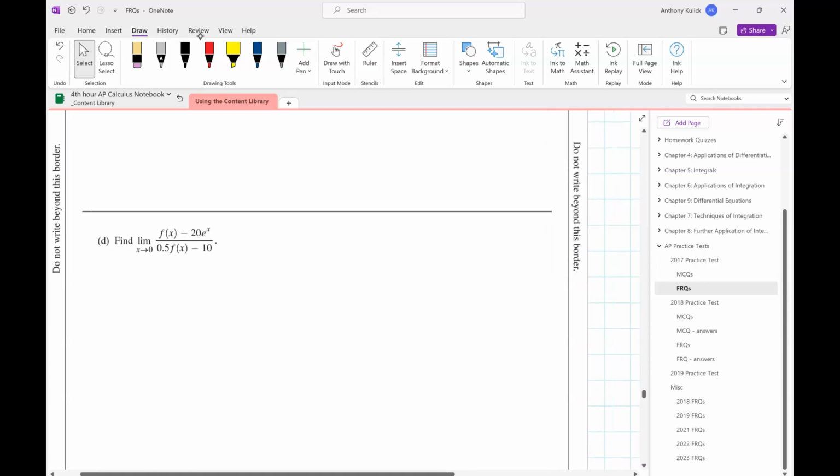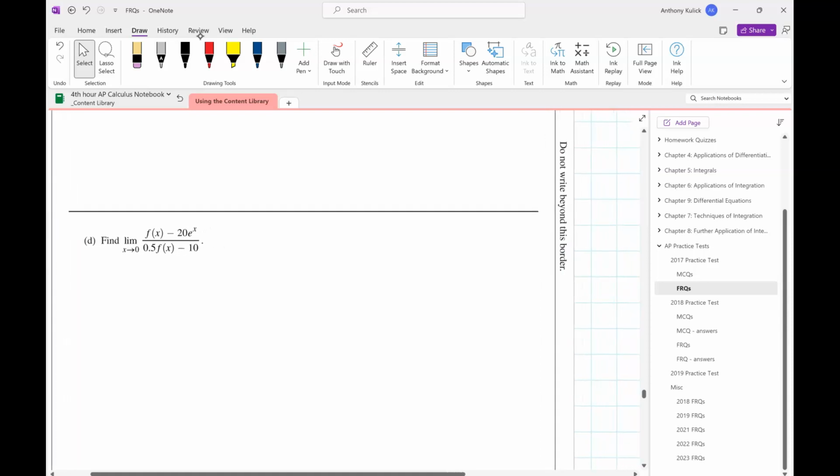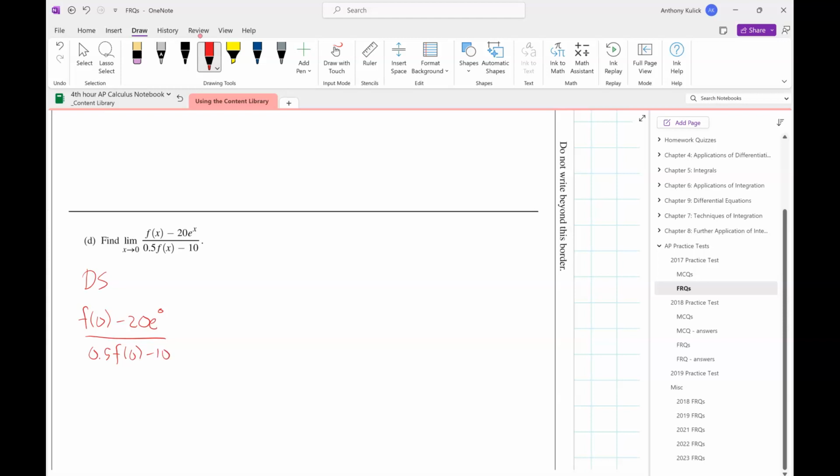The last part here, it's a limit question. How do we want to start? Well, we have f of x in here. We don't have a function for f of x, so I don't know how you'd graph that. I would start with just a direct substitution. So if I plug 0 in for x, f of 0 is 20. So we end up with 0 over 0.